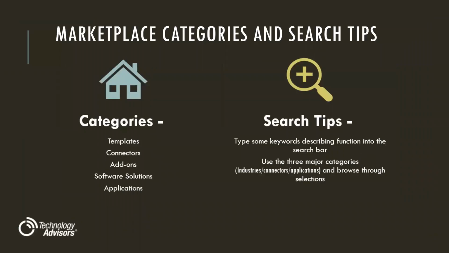So there are some categories that Marketplace has, and some search tips. Some of the categories are templates, connectors, add-ons, software solutions, and applications, of course. So templates are specific, ready-to-use templates of business processes or functionality that you can install on top of your Studio platform or CRM product suite, and then start tailoring and reconfiguring those in order to make them work according to your business needs. Templates are available for a variety of different use cases.